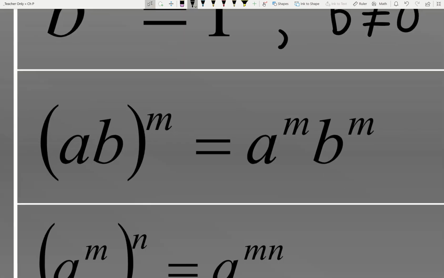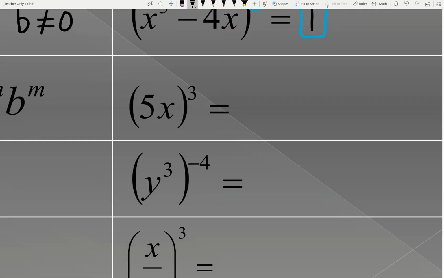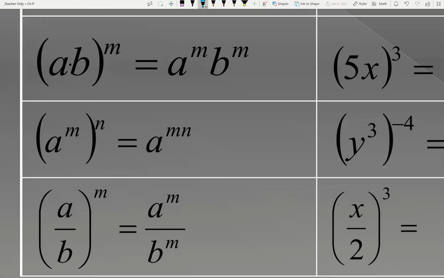Okay, this next property is called product to a power. If we take the product of two bases and raise that to the power of m, then we can replace that with the individual bases with their own exponents of m. So here it doesn't take a lot of convincing to see why this would have to be 5 to the power of 3 times x to the power of 3. And 5 to the power of 3, if you evaluate that, is just going to be 125. That gives us a really easy way to evaluate that example right there and get a nice answer.